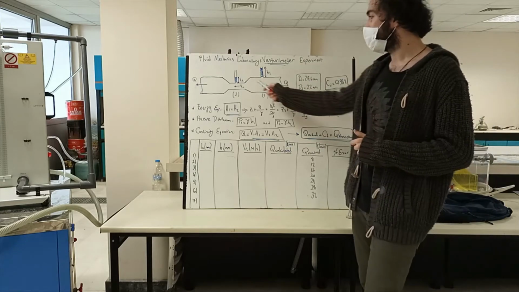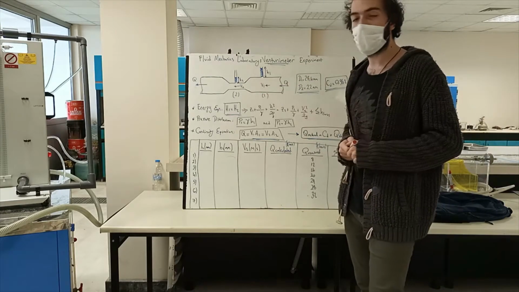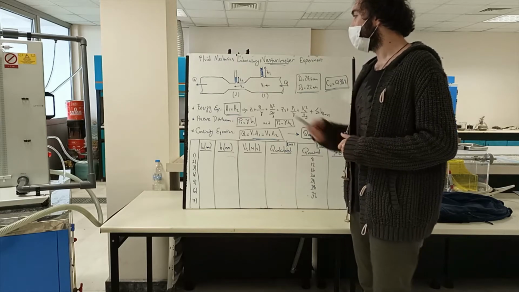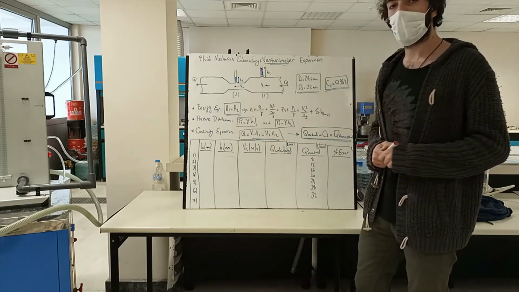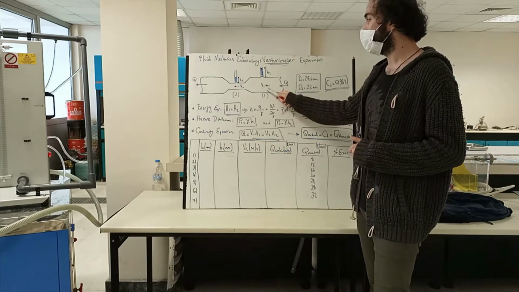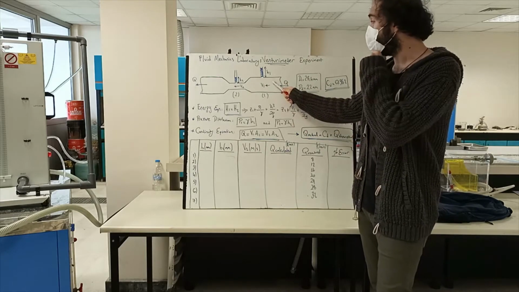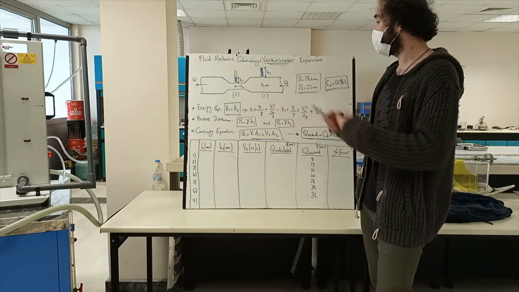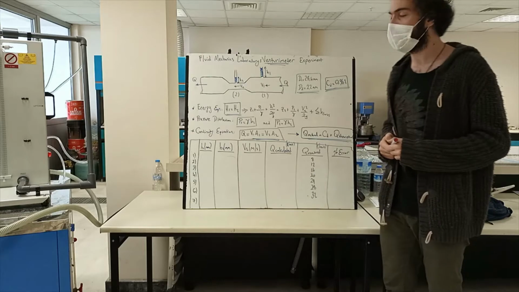As you can see on the board, this is the definition sketch of the Venturimeter. Basically we have two sections, section 1 and 2, and the flow is from right to left. At section 1 we have velocity V1, and a certain diameter of the pipe, which in this experiment is 28.4 millimeters.